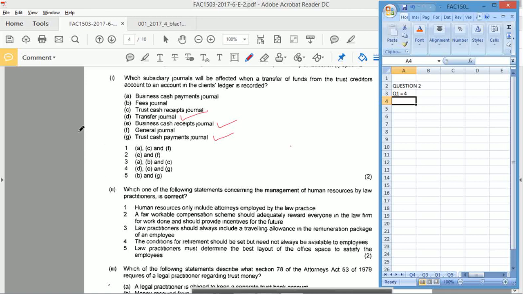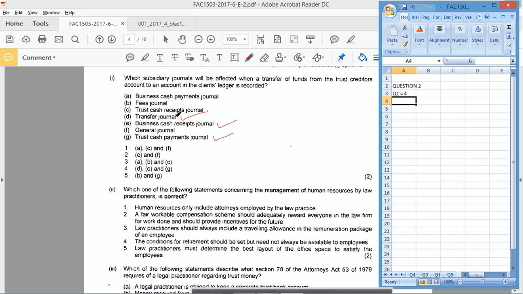Which one of the following statements concerning the management of human resources by law practitioners is correct? We might need the textbook. Well, you try to choose one, and then we'll check it with the textbook. Human resources doesn't only include the attorneys employed by the practice, because remember, it's also recruitment. A fair workable compensation scheme should adequately reward everyone in the firm for the work done and should provide incentives for the future. That's possible because it's a compensation scheme.